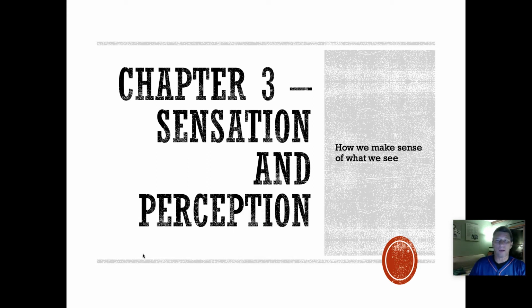This section, the third section of Chapter 3, is entitled How We Make Sense of What We See. We've said before that of all the senses human beings possess, the one we rely on the most is our vision. This section talks about how our eyes and our brain, mostly our brain, work together to make sense of the things that we see.